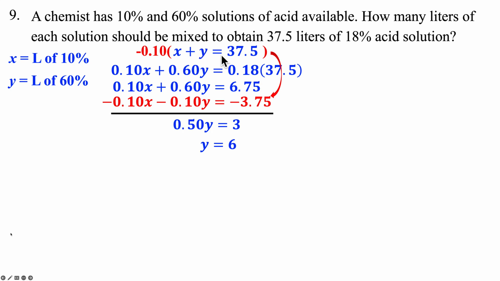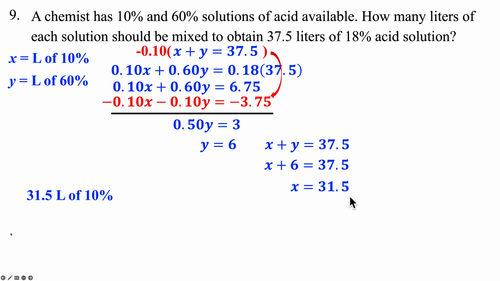Take your x plus y equals 37.5. Put 6 in for y. Subtract it over. X is 31.5. So we had 31.5 liters of the 10% solution, and we had 6 liters of the 60% solution.